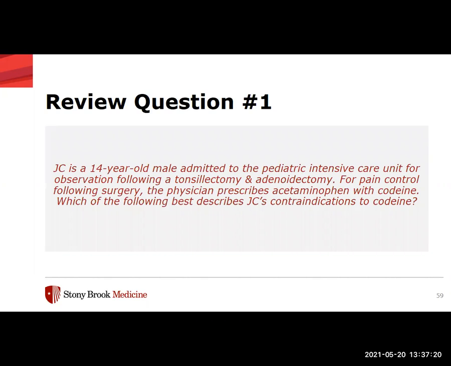So now that we have gone over notable medications on the KIDS list, we will review what we know with a case question. JC is a 14-year-old male admitted to the pediatric intensive care unit for observation following a tonsillectomy and adenoidectomy. For pain control following surgery, the physician prescribes acetaminophen with codeine. Which of the following describes JC's contraindications to codeine?